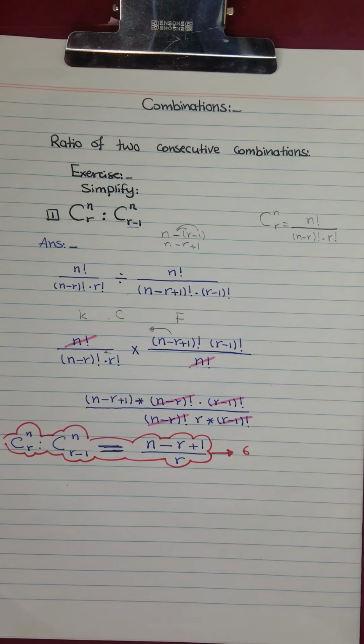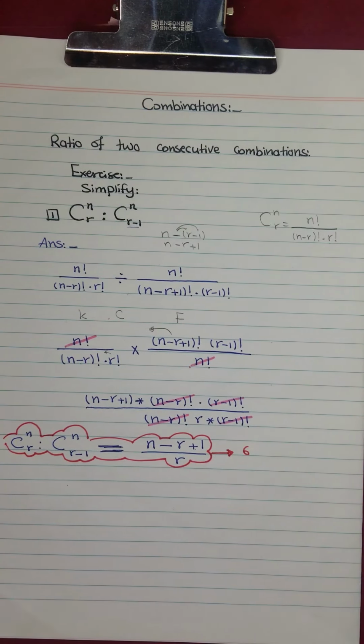But if it's just hard, you can skip this part and just put this in your mind. You have to memorize this one. So this is how we find the ratio of combination n r to combination n r minus 1. These are consecutive. These are after each other. So the answer is this, like this.